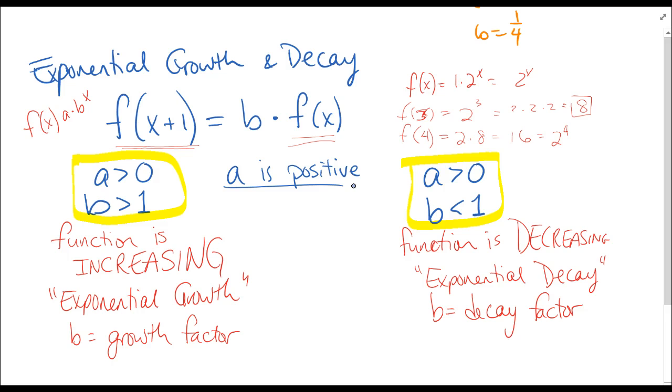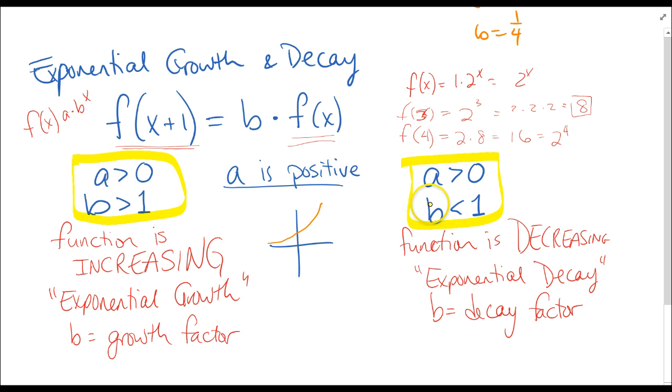So the difference comes with our base. When the base is greater than 1, so 2, 3, 4, whatever you've got, we say that the function is increasing. And we get something called exponential growth. A quick version of that graph will look like this.